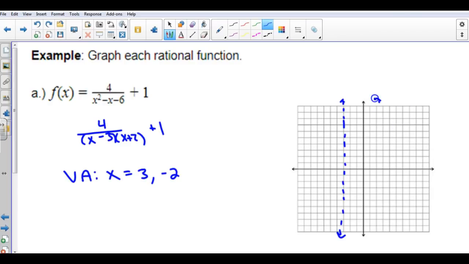And then the other one is over at x equals, oh wow, it was positive 3 and negative 2. My bad. Alright, here's my negative 2. Here's my positive 3. So again, those are the vertical asymptotes.